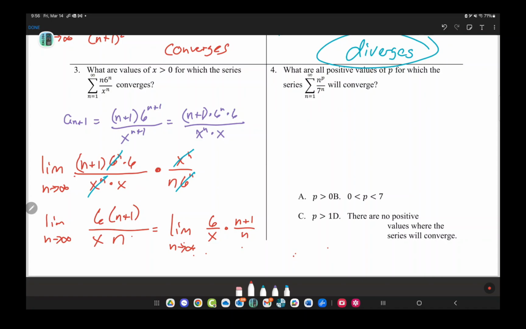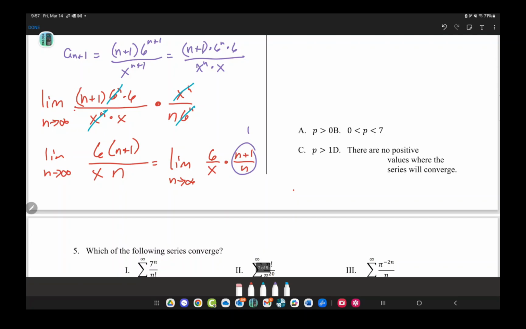Right? Now, we know that this is going to go to 1. But in order for this to be convergent, we want this whole thing to be less than 1, right? So in order for this to be less than 1, that means that 6 over x must be less than 1. x has to be greater than 6.